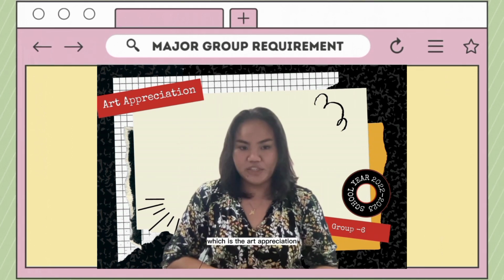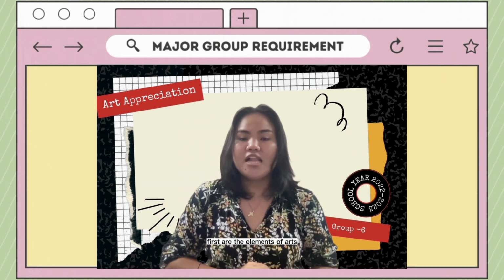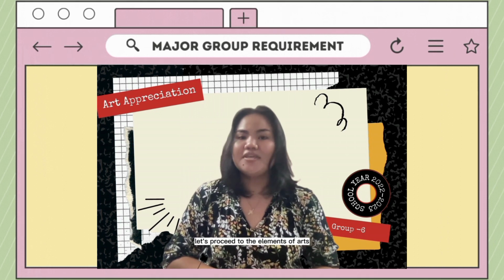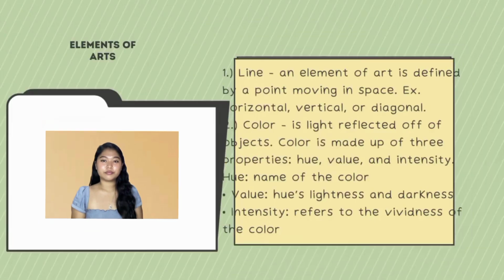We're going to discuss the topics related to our subject, which is art appreciation. First are the elements of arts. Next is the auditory, combined, and literary arts. Let's proceed to the elements of arts.